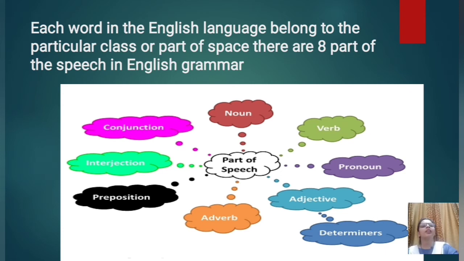Now each word in the English language belongs to a particular class or part of speech. There are 8 parts of speech in English grammar. First is noun, second is verb, third is pronoun, then adjective, determiners, adverb, preposition, interjection and conjunction. You know very well all the parts of speech.